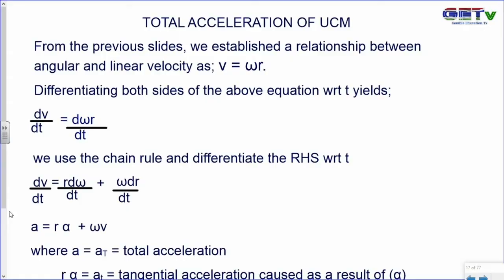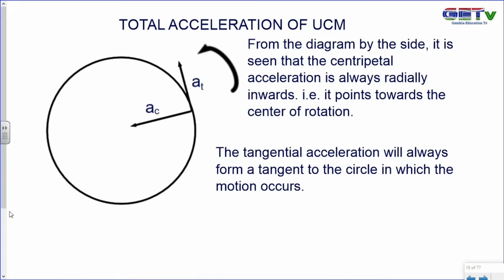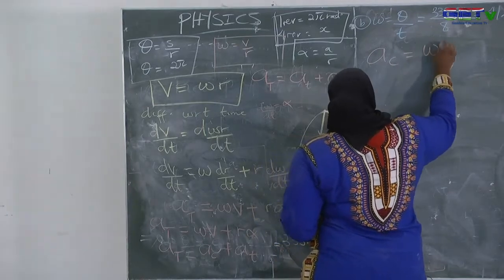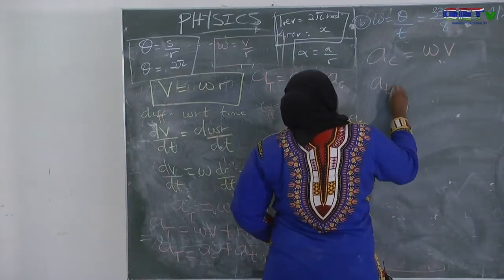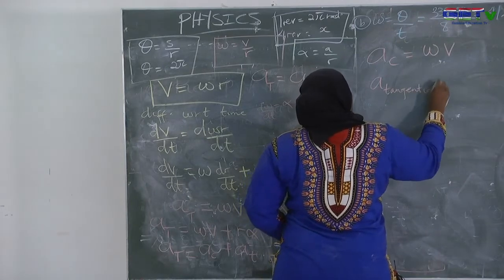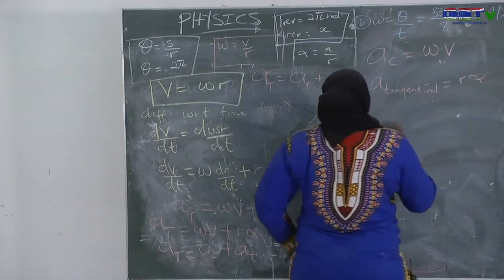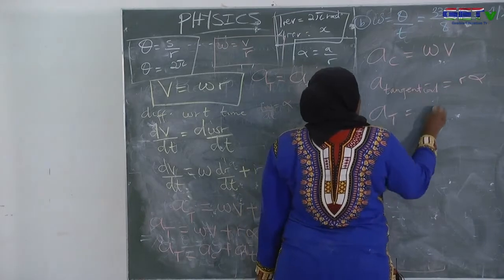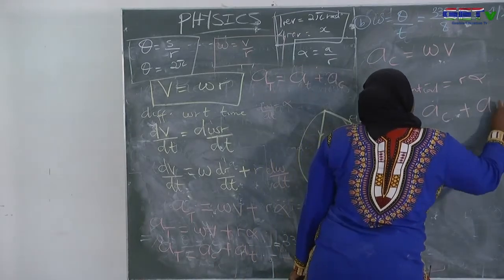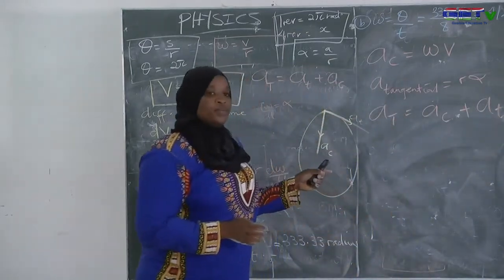We move on. Good. Just follow the slides. That's the diagram that I've drawn here. Now, since AC is what causes the centripetal acceleration, we will just pick it aside. We know AC to be equivalent to omega v. A tangential is equivalent to r alpha, and A total is equivalent to AC plus AT. This is very important. Is that understood?